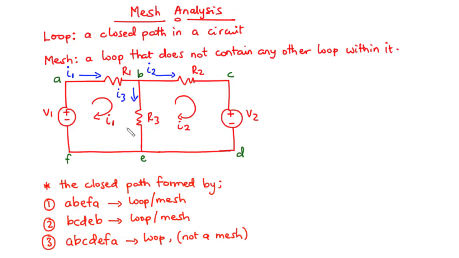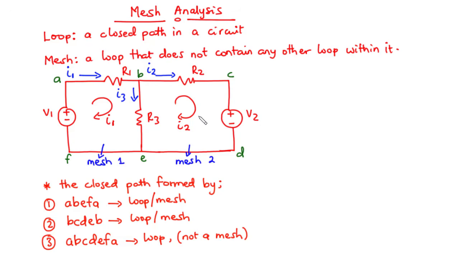So considering this circuit, you can say that we have 3 loops and 2 meshes. As far as this circuit is concerned, we have this to be mesh 1 and that to be mesh 2. And the currents I1 and I2 are called mesh currents.